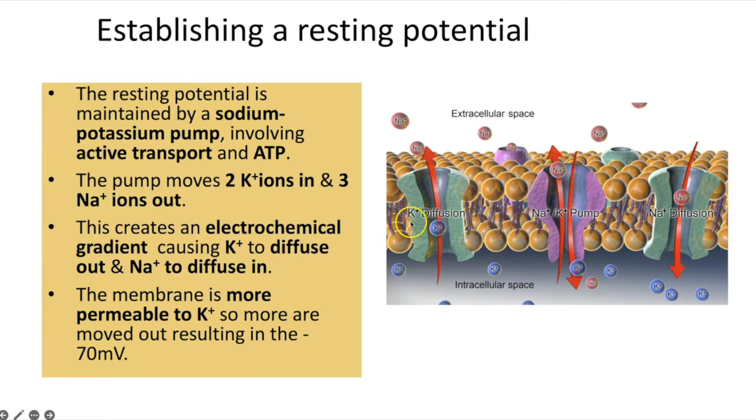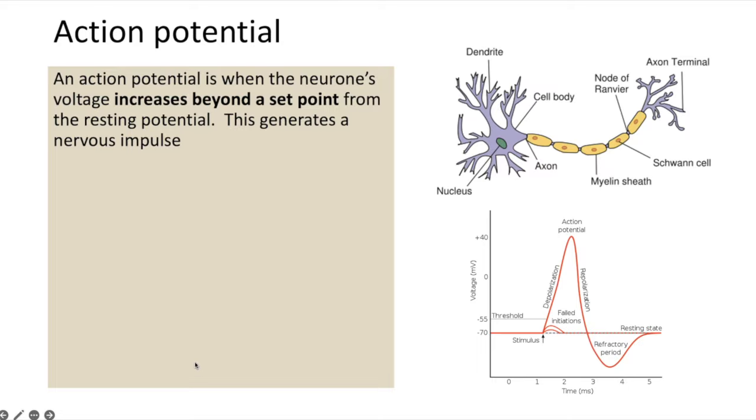However, there are more potassium ion channels than there are sodium ion channels, so we say that the membrane is more permeable to potassium ions. Also, the potassium ion channels are permanently open and some of the sodium ion channels are not permanently open. So as a result, you get more potassium ions diffusing out than you do sodium ions diffusing in. And as a result, you have more positive ions outside compared to inside. And that is how we get this minus 70 millivolts, or the resting potential.